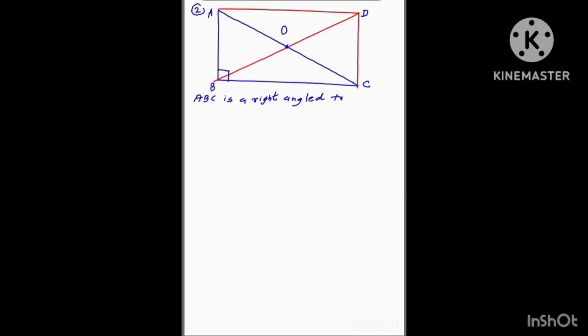Okay, so ABC is a right angle triangle. Okay, you can see it. ABC is a right angle triangle and O is a point on the side opposite to B. What is that B? B is the right angle. Okay, read it again. ABC is a right angle triangle. Then O is the midpoint of the side opposite to, see that midpoint is very important, the midpoint of the side opposite to the right angle.